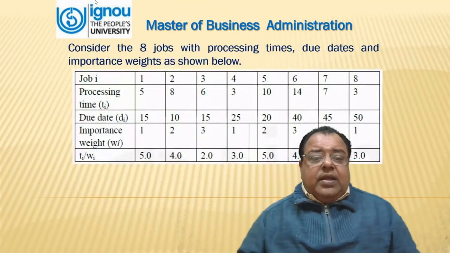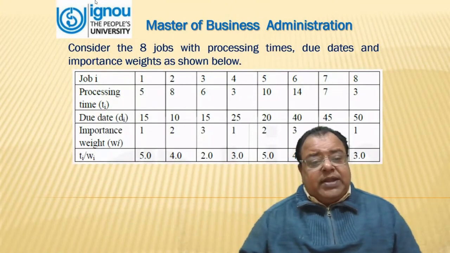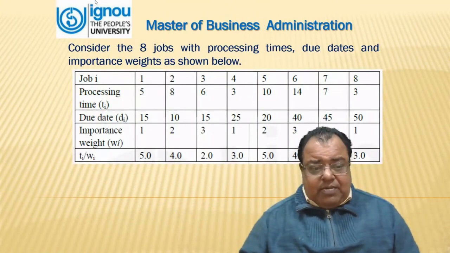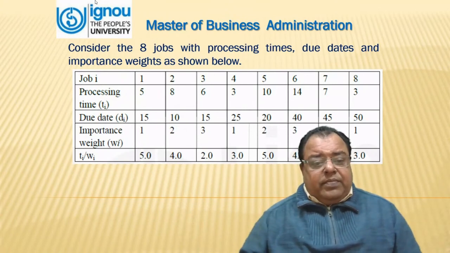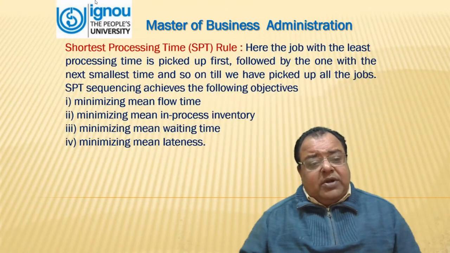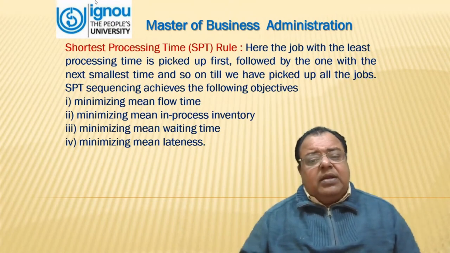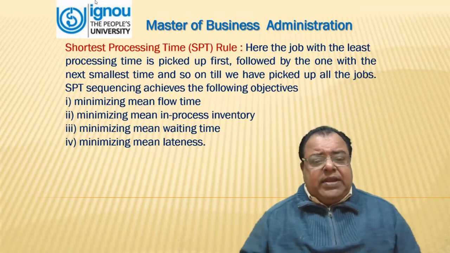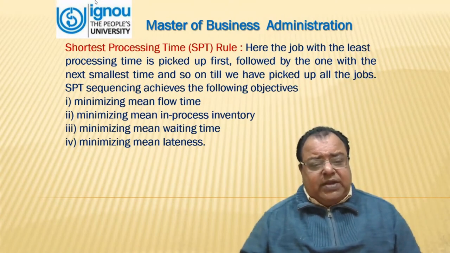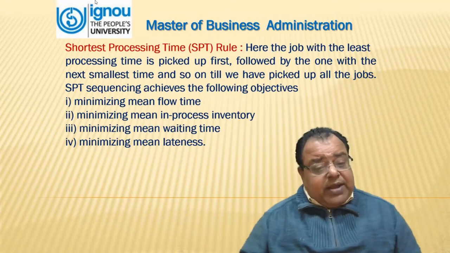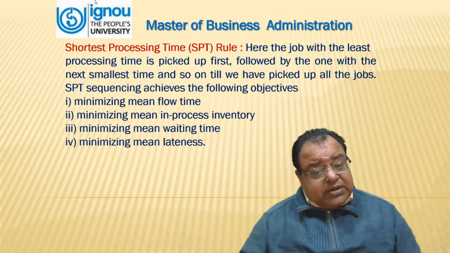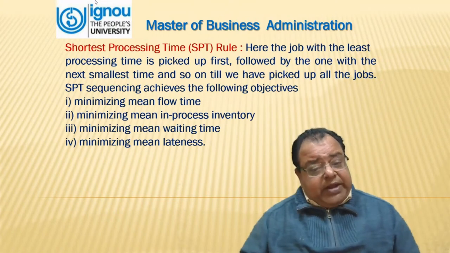Now we consider 8 jobs with processing times, due dates, and importance weights as shown in the problem. We have to apply the shortest processing time SPT rule. Here, the job with the least processing time is picked up first, followed by the one with the next smallest time, and so on, till we have picked all the jobs. SPT achieves the following objectives: minimizing mean flow time, minimizing mean in-process inventory, minimizing mean waiting time, and minimizing mean lateness.